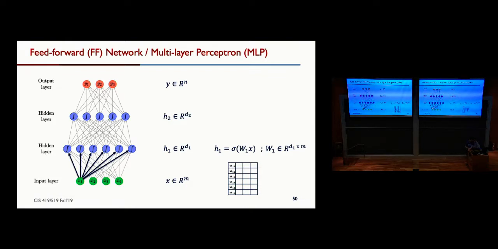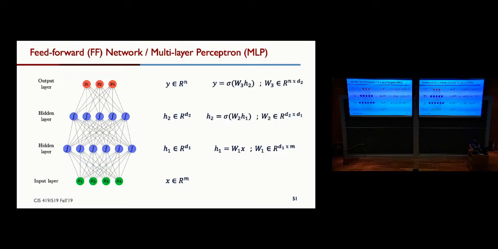Can anybody tell us what the parameters for the next connections would look like, for the next hidden layer, or what the size of that matrix would be? 5 by 6. So that's D2 cross D1, right? And similarly, the last layer would be N cross D2. I have taken away the bias parameters, or the threshold parameters, here, but yes, they are there. So this also tells you how many parameters there are in this model.